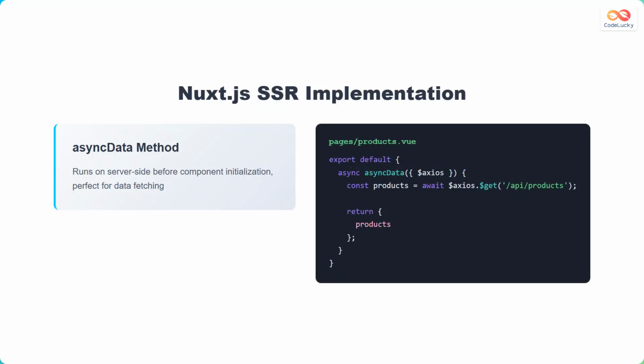Nuxt.js offers the asyncData method as its primary approach for server-side data fetching and rendering. This method executes on the server before the component is initialized, making it perfect for preparing data that the component needs. The asyncData method receives a context object that includes useful properties like $axios for making HTTP requests, route parameters, and query strings. Unlike component data, the properties returned from asyncData are merged with the component's data properties.